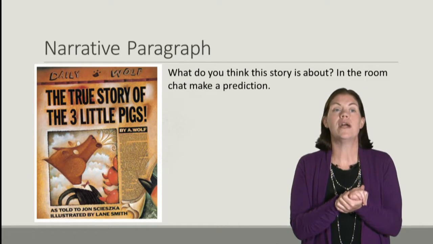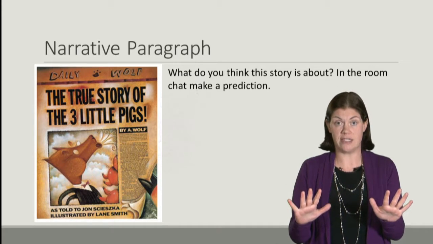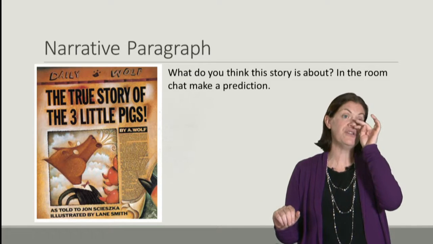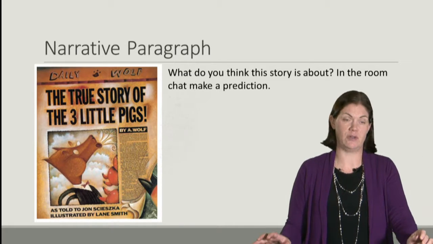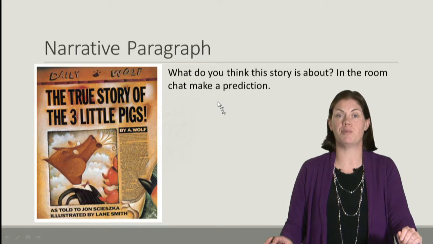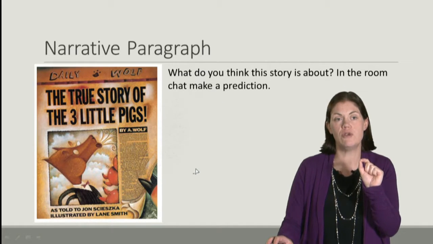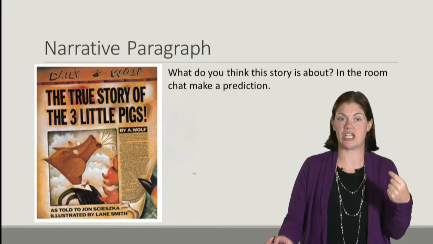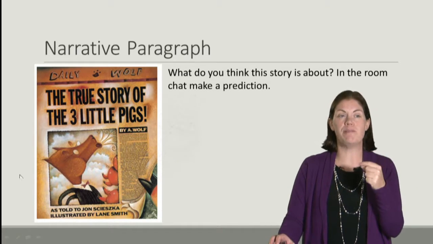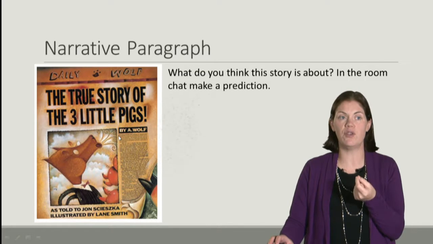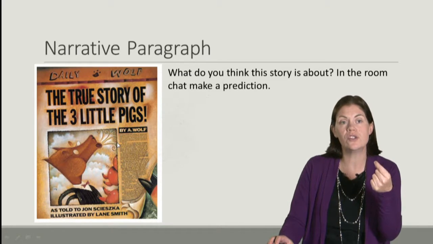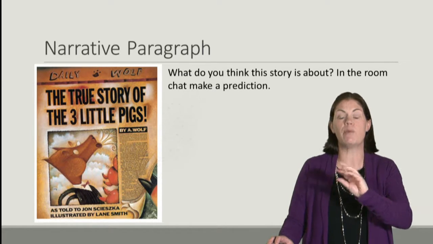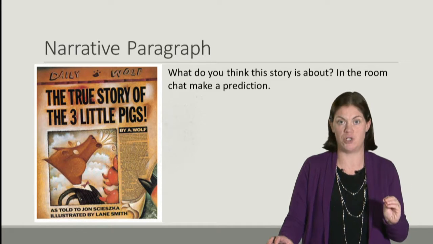Now, what do you think in the room chat, before we even look at the story, okay? What do you think this story is about? Okay, I want you to make a prediction. Now, what is important when you make a prediction, okay, is that it's a smart prediction, okay? So look at the pictures, look at the title of the word. What kind of clues can you get out of that image to give you a smart prediction about what the story may be about, okay?